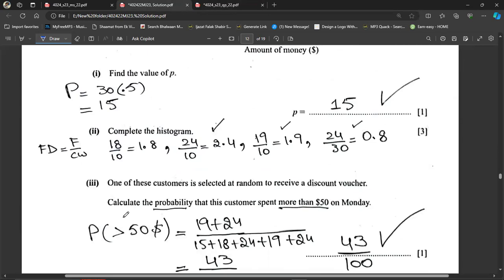So here you can see I have found the frequency density of those classes. Frequency density is frequency of the class divided by the class width. So for the third class, it will be 24 by 10, that is 2.4. Frequency density for the fourth class is 19 divided by 10, that is 1.9. And the frequency density for the fifth class is 24 by 30, frequency divided by the class width, and that is 0.8.